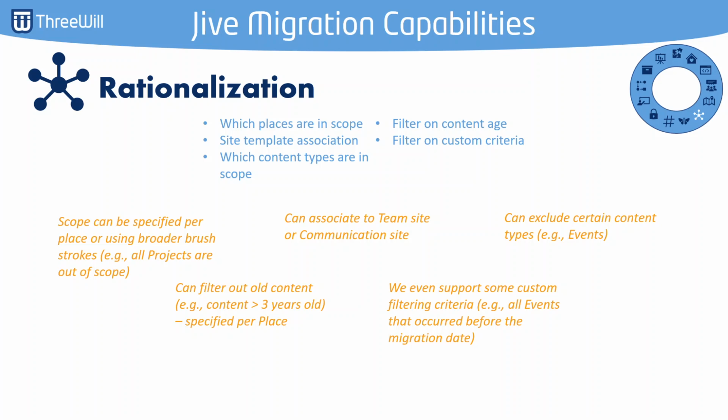So we can migrate events, for example, but sometimes clients don't want those migrated. Or you can filter out content based on age. Maybe you only want content that's 3 years old and newer to be migrated. And finally, we even support some custom filtering criteria as well. So you can use that to say you don't want events that occurred in the past to be migrated, or something marked as out of date, outdated.